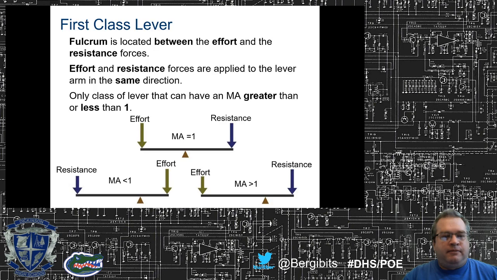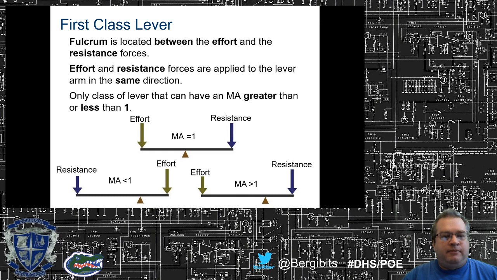All right, so we have 3 kinds of levers. First class lever, the fulcrum is located between the effort and resistance. Effort and resistance forces are applied to the lever in the same direction. So, let's say first class lever, a playground seesaw would be one example. And the mechanical advantage can be greater or less than 1, either or. So the top middle, mechanical advantage is in equilibrium, so that your lever is level.